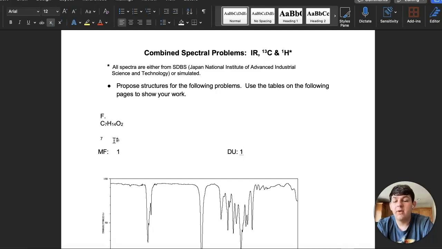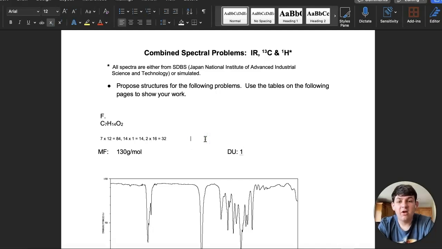So I have 7 carbon atoms. I'm going to multiply that by 12 for each individual atom, so that gives me 84. I have 14 hydrogen atoms, which are each one. That gives me 14, and then 2 oxygens times 16 is 32. That gives me a total of 130 grams per mole.